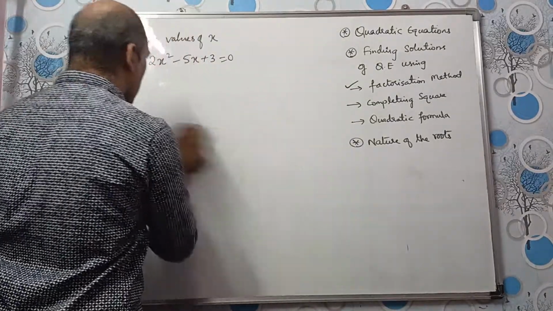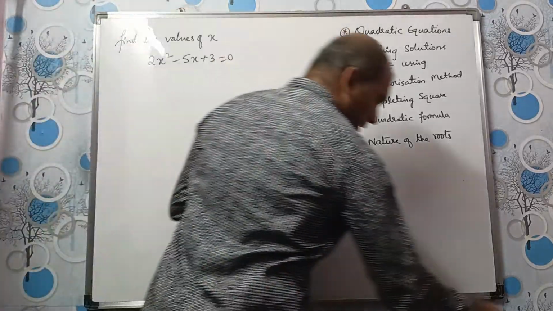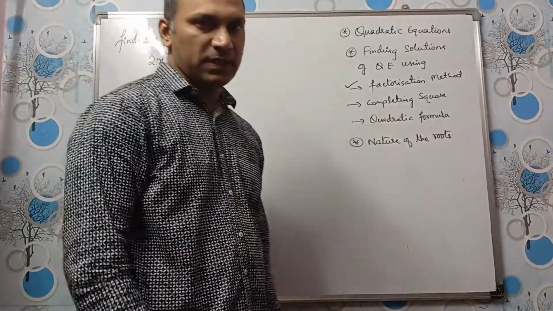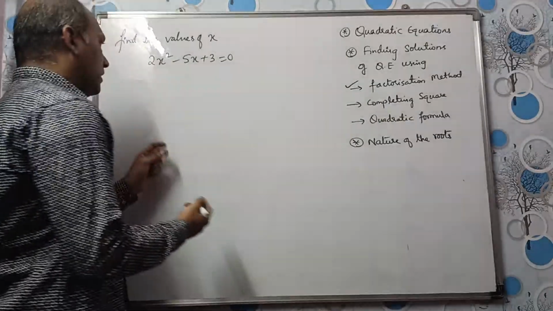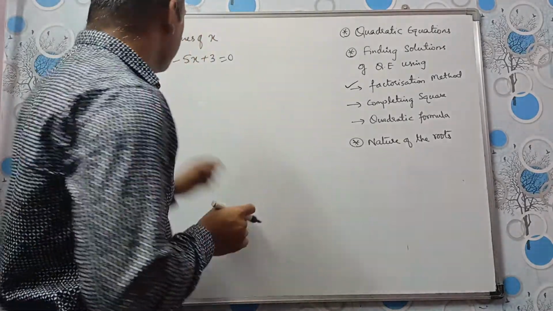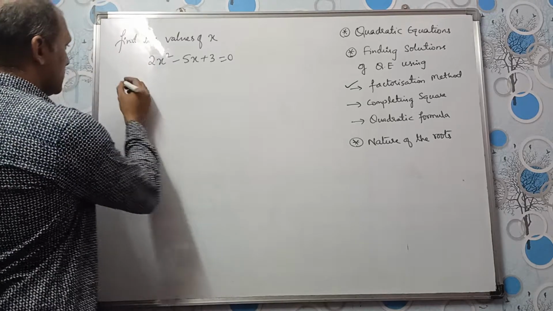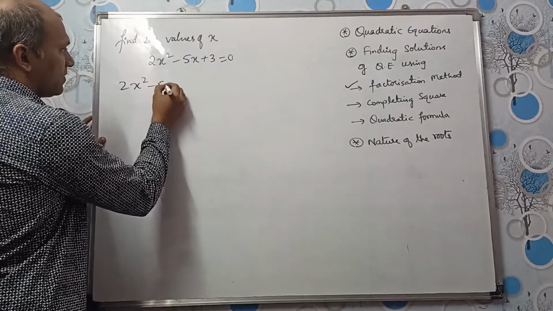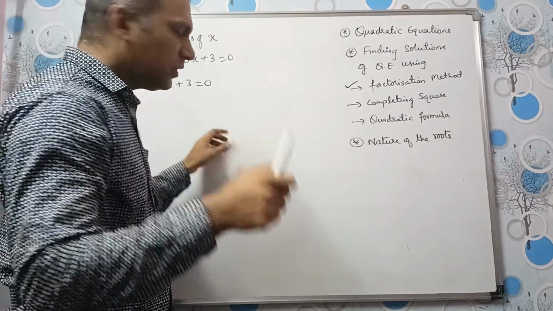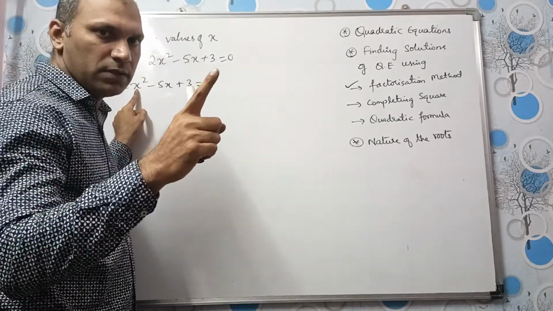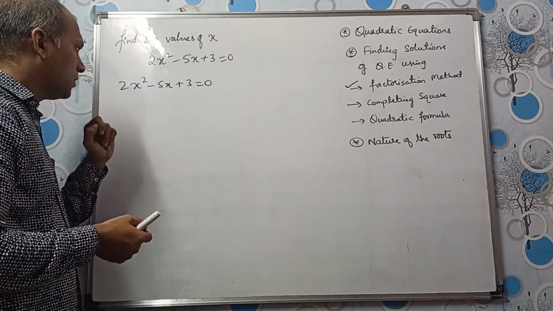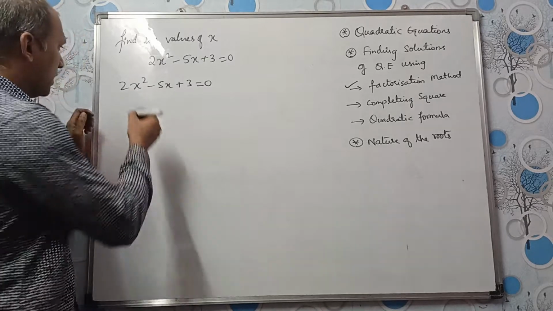Now, let us use next method, that is completing square method. Little confusing method, but just follow along. See, we have 2x square minus 5x plus 3 equal to 0. In completing square method, the coefficient of x square should be 1. We should make the coefficient of x square as 1. But here we have 2. So how can we make it 1?